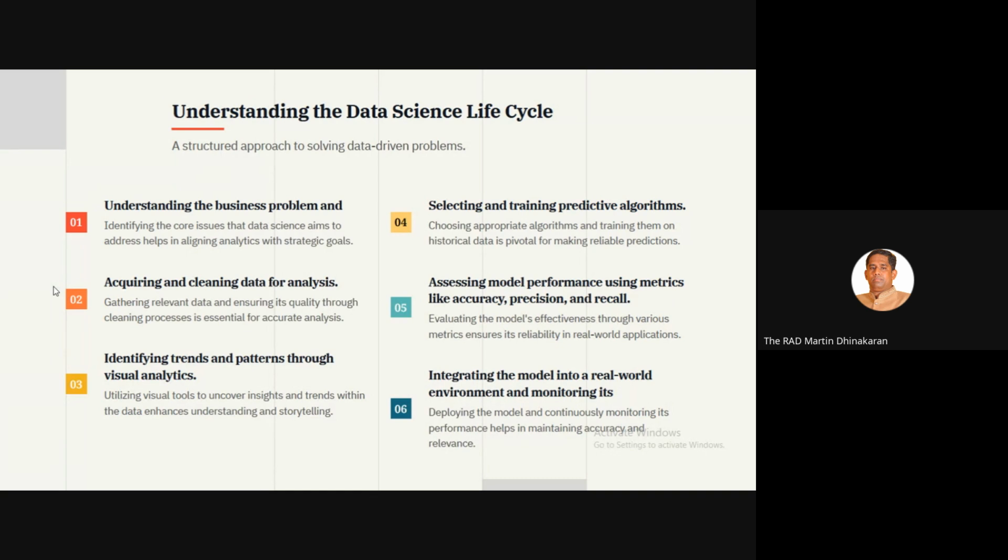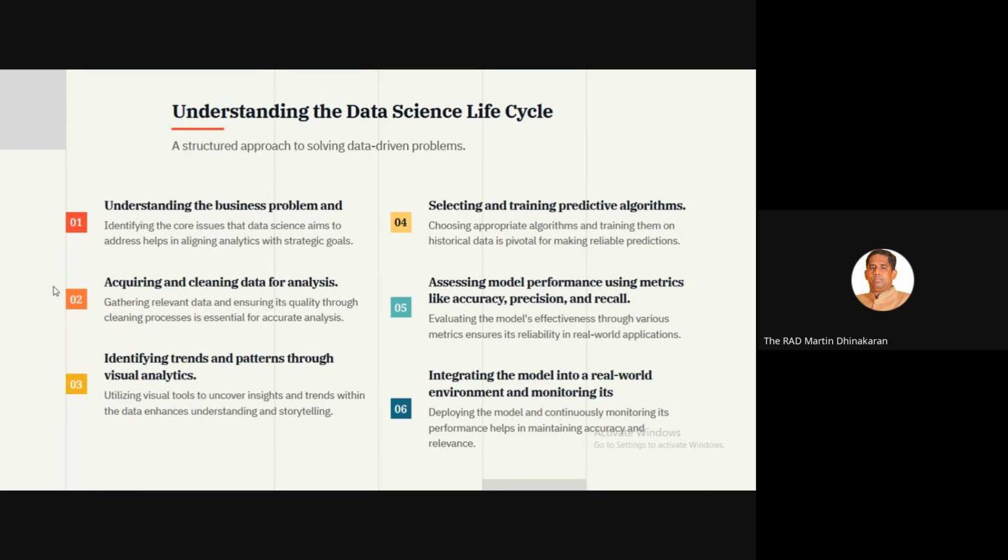So this is selecting and training predictive algorithms. In terms of data science, it is not that one algorithm is successful. We have to train every algorithm to find which is the best suitable algorithm that can be applied for that particular application. The fifth one is assessing model performance using metrics like accuracy, precision, and recall.